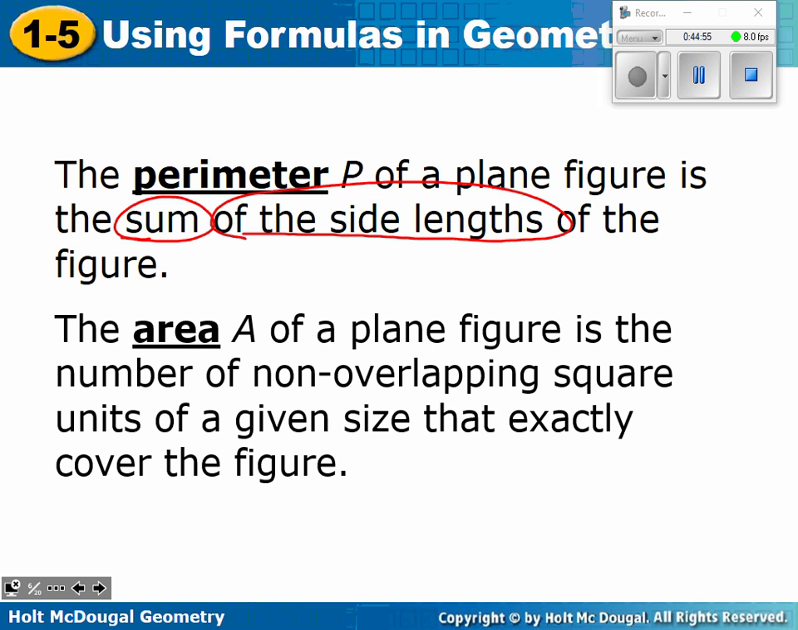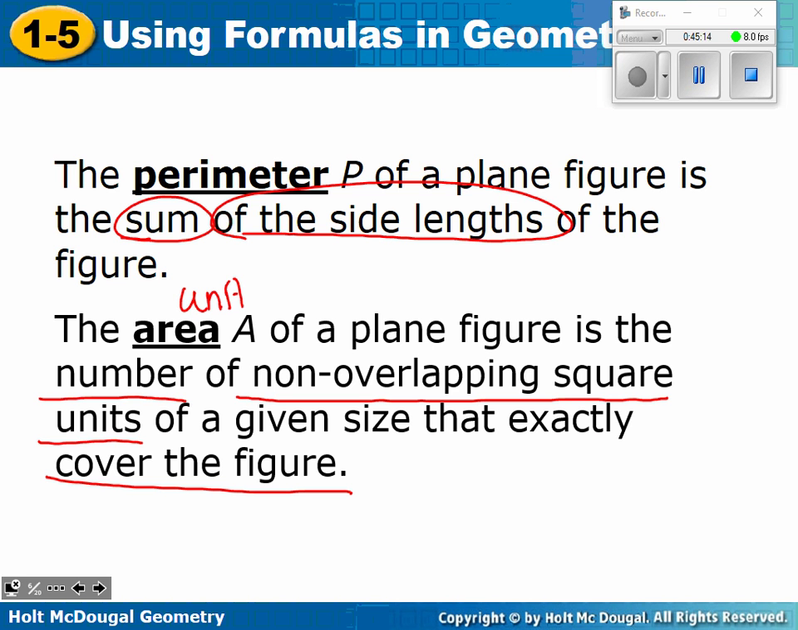Area is going to be the number of non-overlapping square units that cover the figure. Again, I want to emphasize area is going to be units squared, whereas perimeter is just units. In putting your units, I will be super picky about that. So make sure in all your answers you have your units if they've given you units.